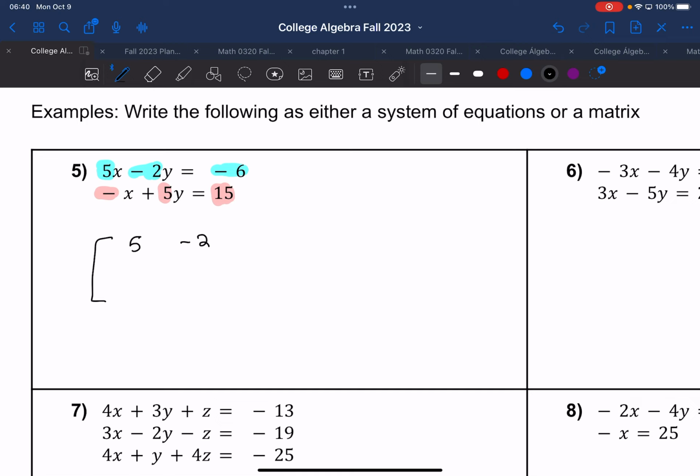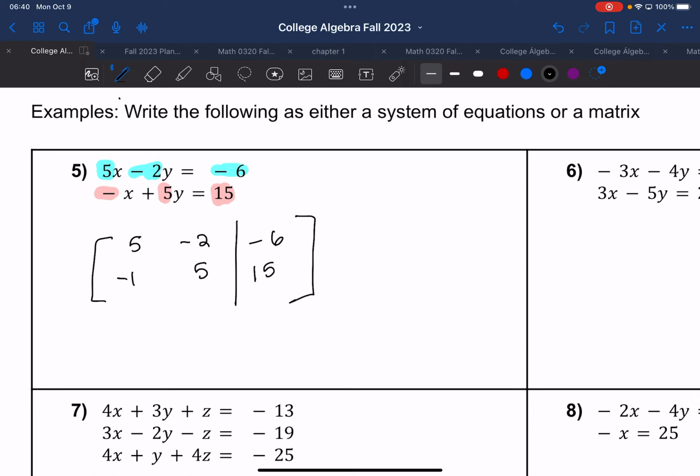And then the second set of numbers are the coefficients in front of the second equation. So -1 and 5. And then remember I said we draw this line because that represents an equal sign. And then we write the numbers that each equation was equal to. So -6 and 15. And then we close our matrix.